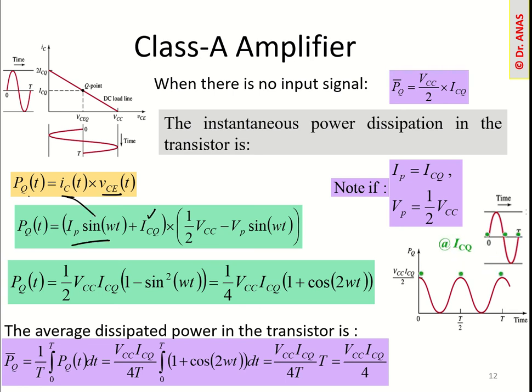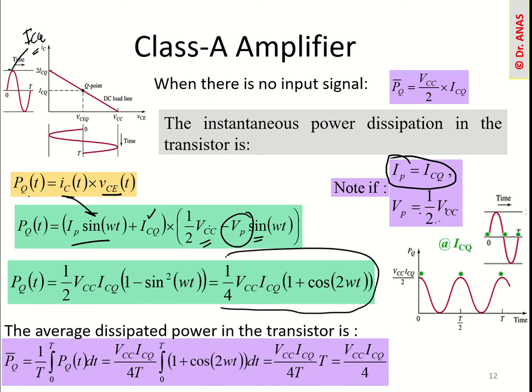And what is IC? DC plus AC, right? And VCE is DC minus AC. And here if we assume that IP is basically ICQ, this maximum value, and if we assume that basically VP value is half of VCC, if you plug in these numbers here, eventually if we simplify, we will get this expression. So that is basically the instantaneous power.